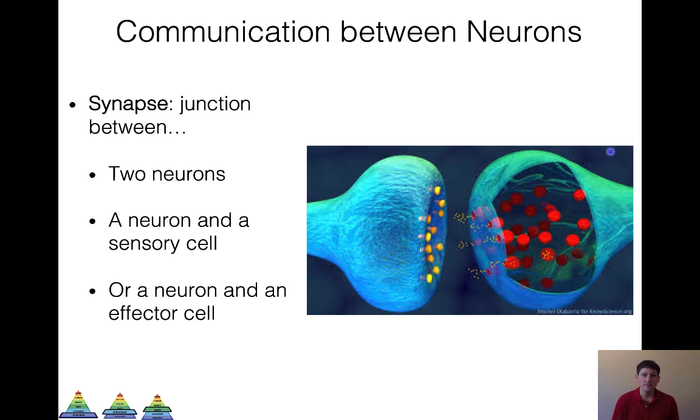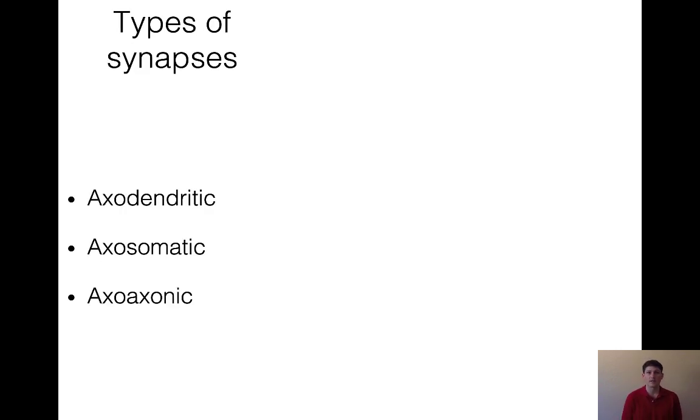Now, that synapse is a junction between two neurons, or it can be a junction between a neuron and a sensory cell, or a junction between a neuron and an effector cell. So we can have these different types of synapses, and it just depends on where we are in our bodies. So two neurons communicating together, a neuron and a sensory cell, so if that sensory cell is communicating with a neuron to fire, or if that neuron is firing and communicating with a muscle fiber to tell it to have some kind of output or effect on our body.